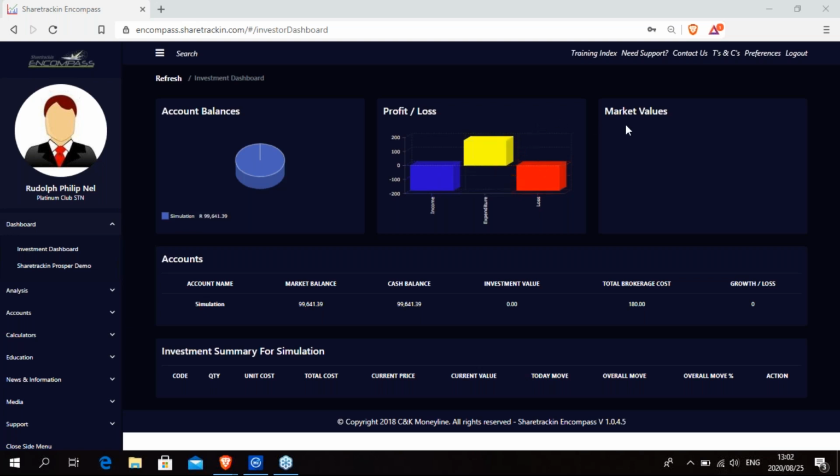Then on the right hand side you get your market values. Anything that you bought will show here in your market values, exactly the same as your profit and your losses. Then you get your accounts. Same thing. We've got a simulation account with our market balances, our cash balance, investment value, total brokerage costs, and then your growth and loss that you have incurred.